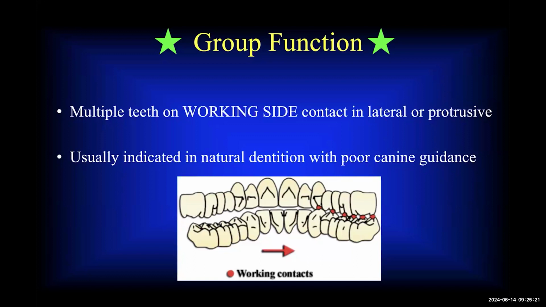Now, when is group function used? Most commonly, it's used in prosthetic rehabilitation when there is a poor canine, such as, say, the canine is not in good shape, it's root canaled, whatever. Then you try to pick up extra contacts to take all the stress off of that canine.